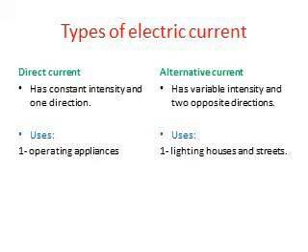The second type of electric current is called alternating current, and this alternating current has a variable intensity and has two directions, and is generated by the electric generators, and it can change into direct current and can transfer to far distances through wires, and it's used in lighting houses, lighting streets, operating electric appliances. It's used in many ways.